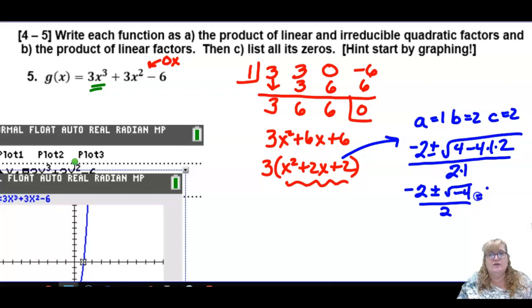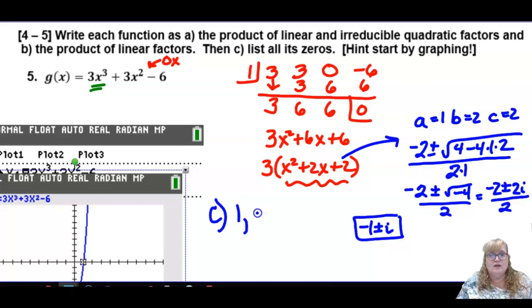So I have negative 2 plus or minus, the square root of negative 4 is 2i all over 2, which means I have to divide everything by 2. So I get negative 1 plus or minus 1i. All right, so the zeros for part C were 1, negative 1 plus i, and negative 1 minus i. Whoa, that's not what you wrote, Hofbauer.